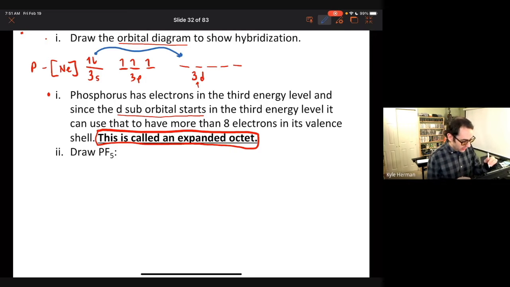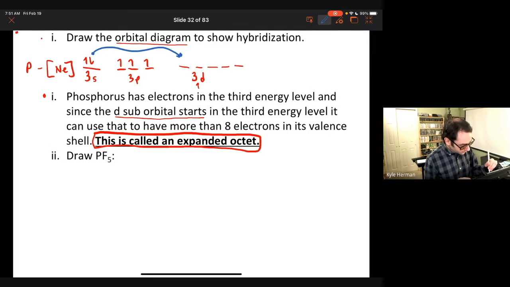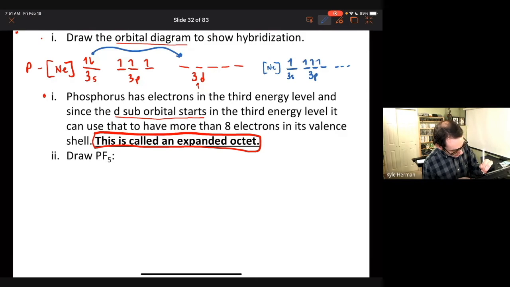What this would look like when it does that would be [Ne], 3s with one up arrow, then we have our 3p's, and then 1, 2, 3, 4, 5, these are the 3d's, and one electron there as well. So it would look like this, meaning that you could bond 5 things to it.